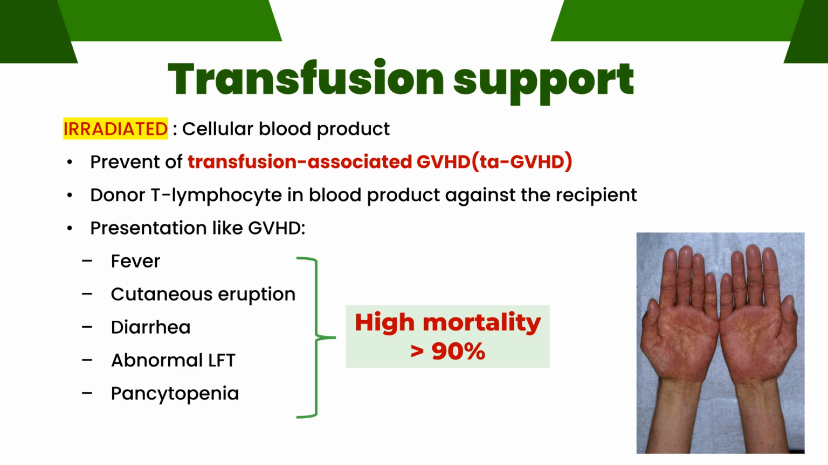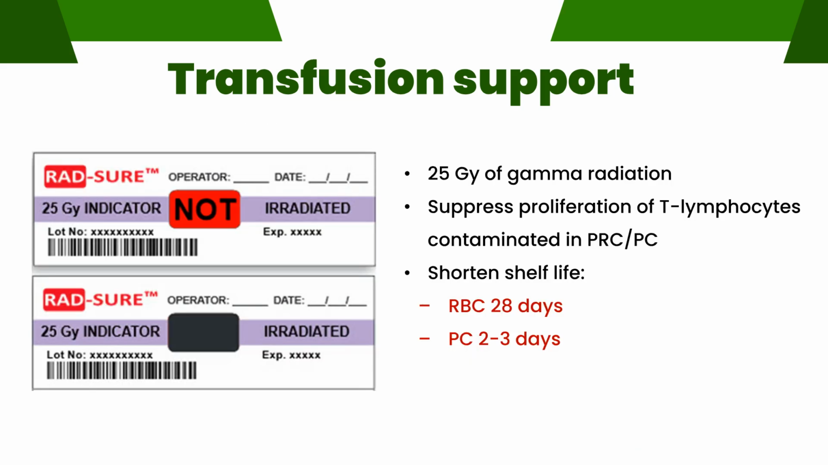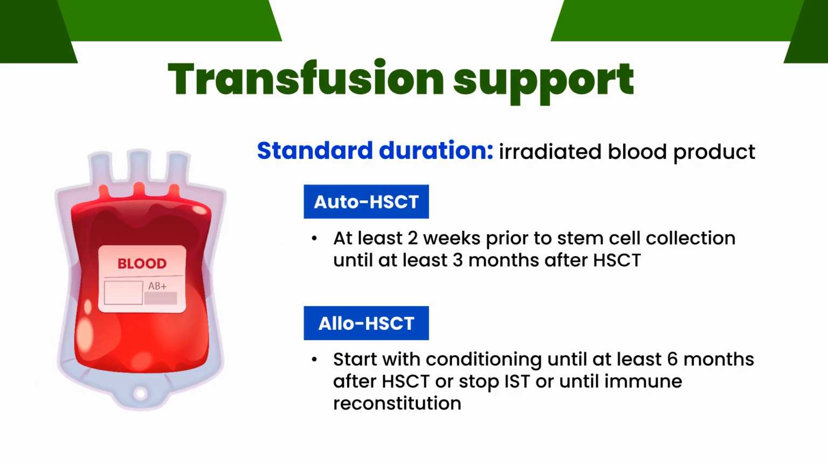Leukocyte reduction minimizes febrile reactions, alloimmunization, and CMV transmission. Irradiation of cellular blood products is crucial to prevent transfusion-associated GVHD, which presents with fever, rash, diarrhea, and high mortality. 25 grays of gamma radiation is used to suppress the proliferation of T lymphocytes in blood components. This irradiation shortens the shelf life of RBCs to 28 days and platelets to 2 to 3 days. The duration of irradiated blood product use differs for autologous and allogeneic HSCT. For auto-HSCT, it's until at least 3 months post-transplant, while for allo-HSCT, it's longer.